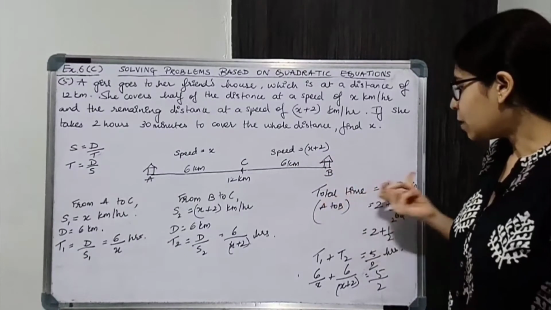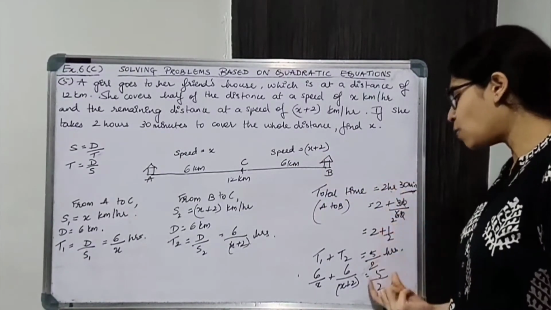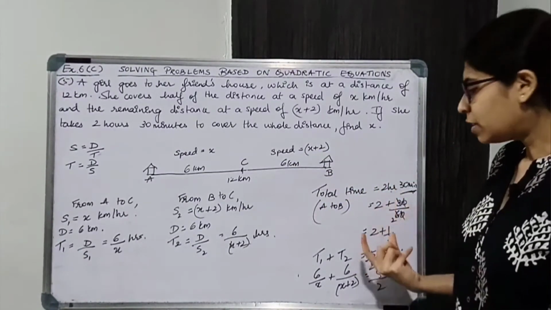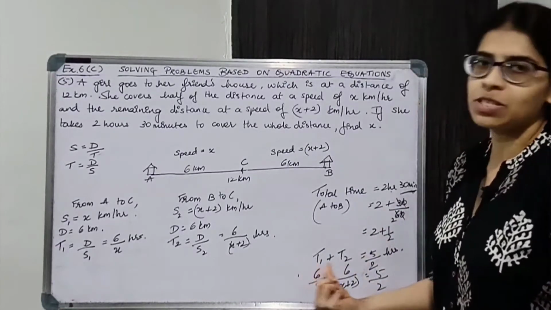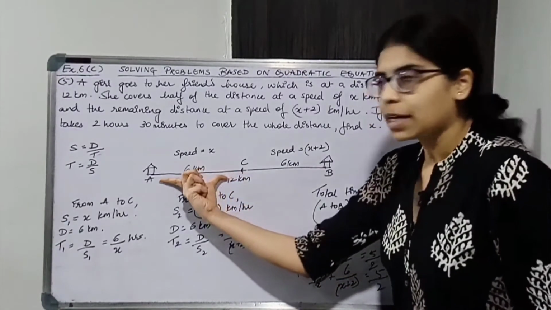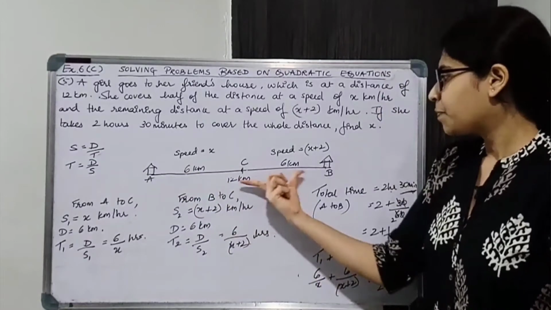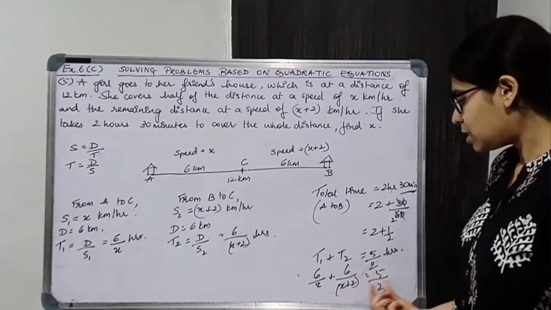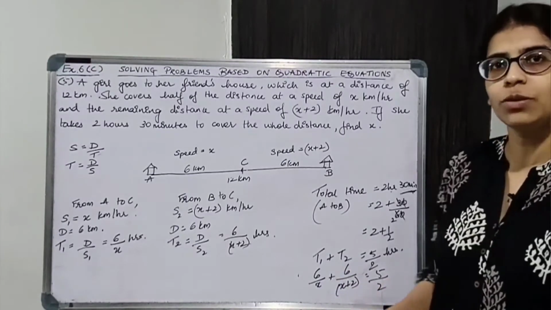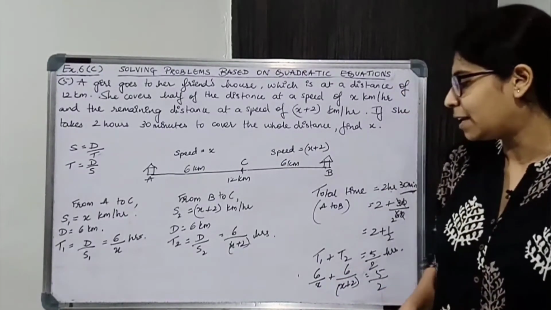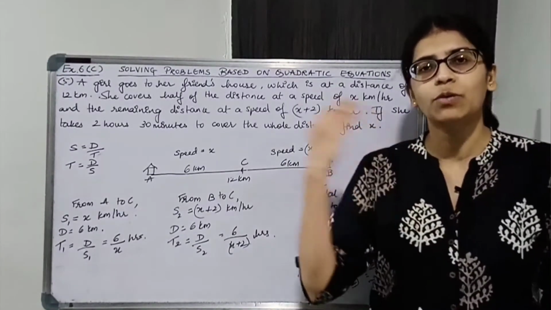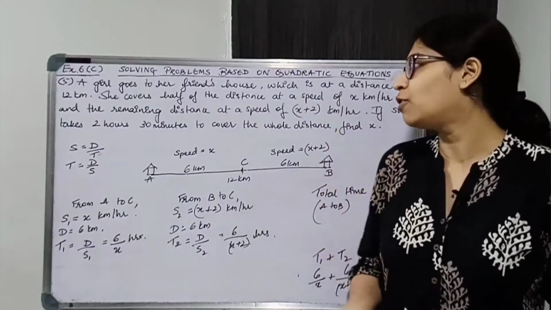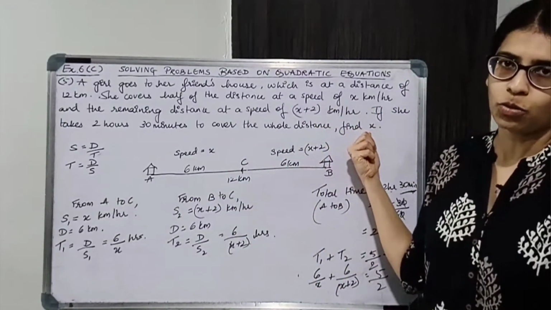Now total time is 2 hours 30 minutes. Convert it to hours completely first. वो convert कर दिया. We know total time is T1 + T2. This is the time taken from A to C, T1. T2 is the time taken from C to B, so T2. So this will give you the equation, okay? So on solving this, we'll get a proper quadratic equation. On solving quadratic equation, we'll get the value of x. So we have to find only x over here, okay?